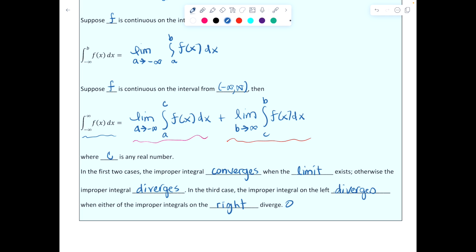Now, otherwise, it converges to the sum of those two limits.